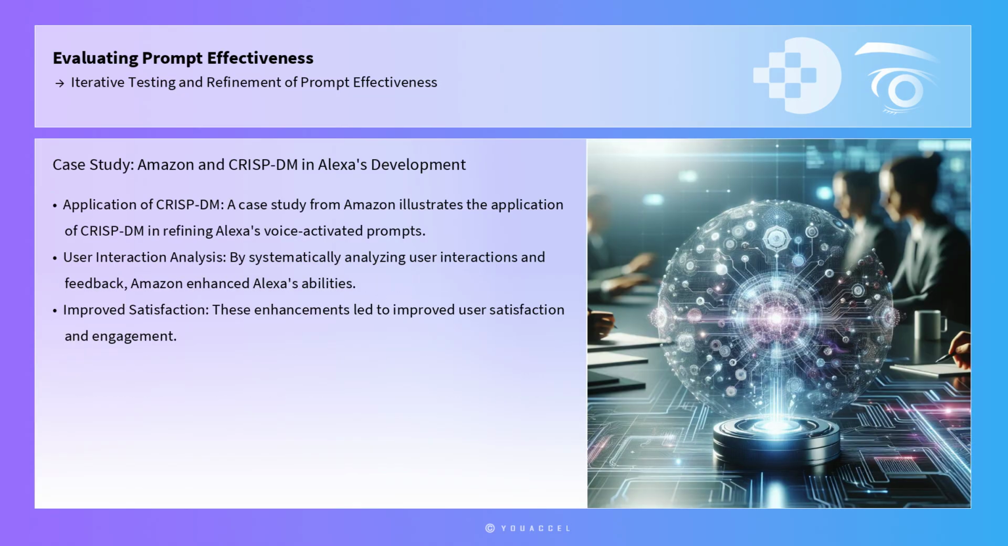A case study from Amazon illustrates the application of CRISP-DM in refining the effectiveness of Alexa's voice-activated prompts. By systematically analyzing user interactions and feedback, Amazon was able to enhance Alexa's ability to understand and respond to diverse user requests, leading to improved user satisfaction and engagement.